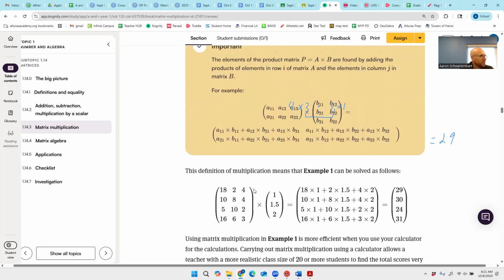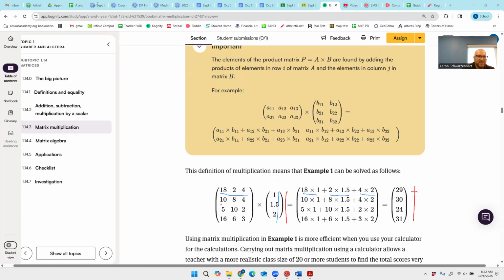So here they're showing matrix multiplication. So it's row times column. You got this row times this column. So 18 times 1 plus 2 times 1.5 plus 4 times 2.5. If I had a second column in this, it would become row 1 times column 2 gives me that spot.